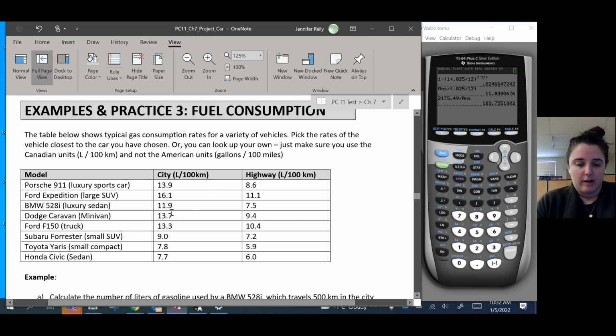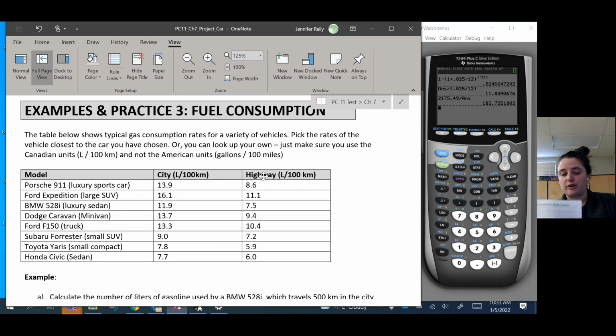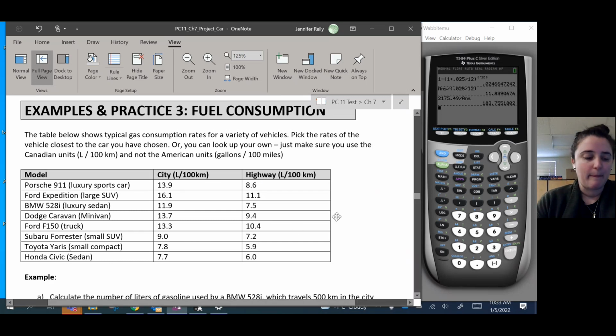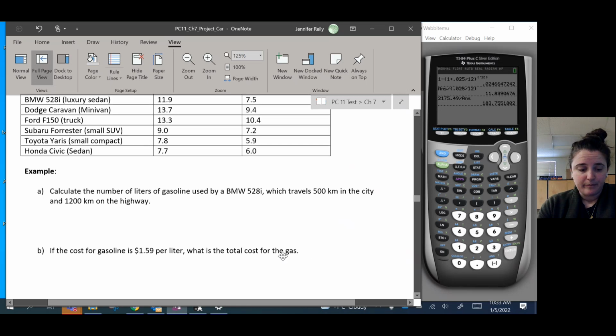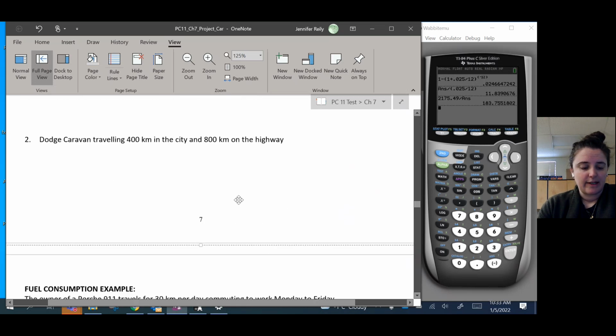And so you can see here, usually if you look it up online, it's separated into city and highway. That's because in the city you end up using more gas because you're stopping and starting a lot more, and then on the highway you're consistently going at a certain speed, so you end up using less gas. For your final project, you'll average these two numbers just to simplify things a bit. But we're going to do an example here for a BMW, and then you'll do another practice example here.